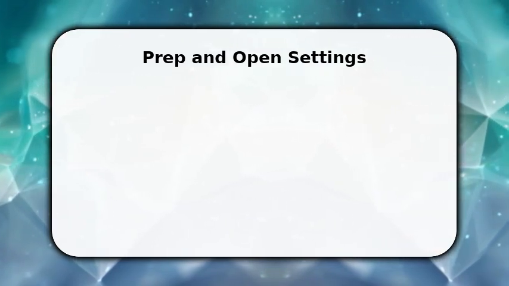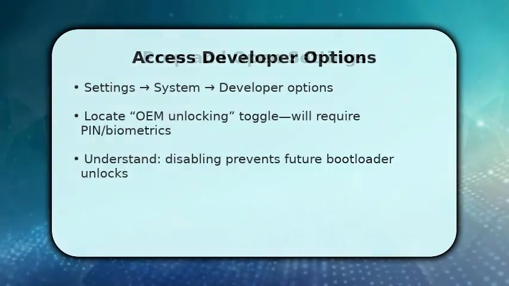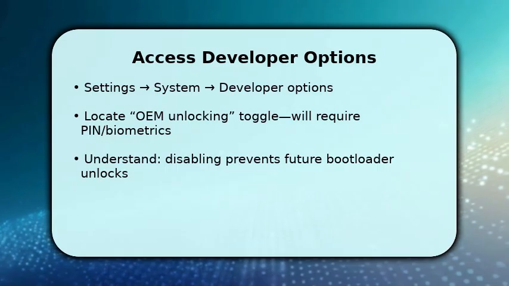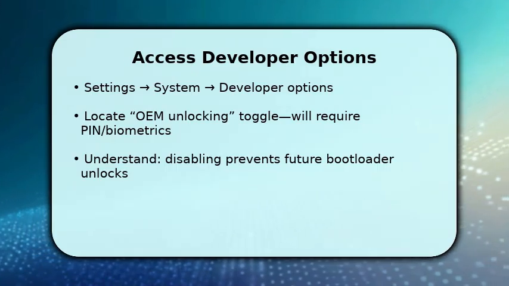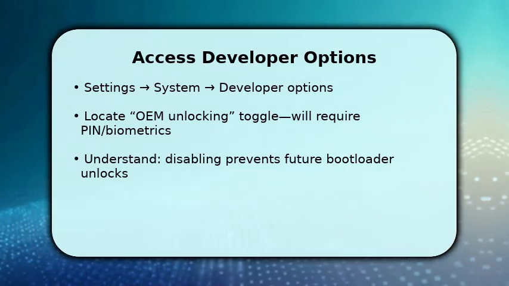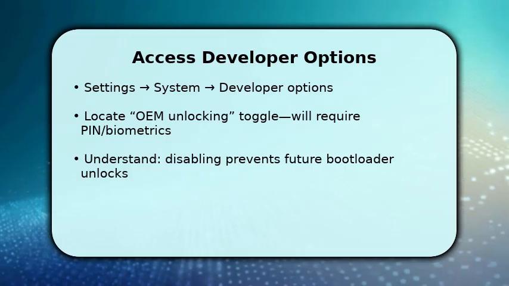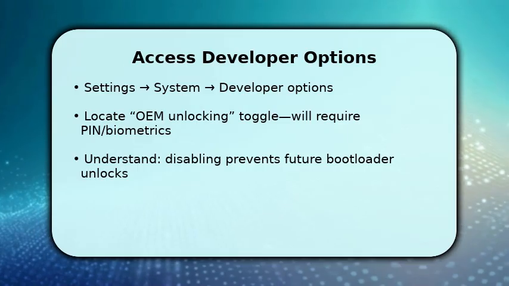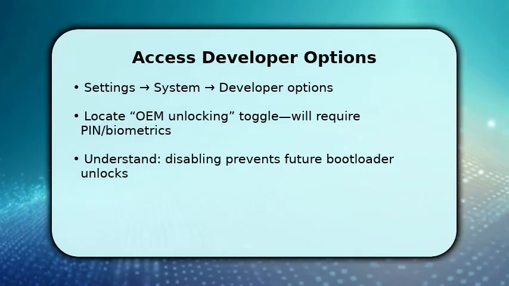You now open Settings, then System, and tap Developer Options. Scroll to find the OEM unlocking entry. Once you tap it, the device will prompt for your PIN or biometric to confirm. This step is deliberate. The phone requires authentication because changing OEM unlocking affects the bootloader state.